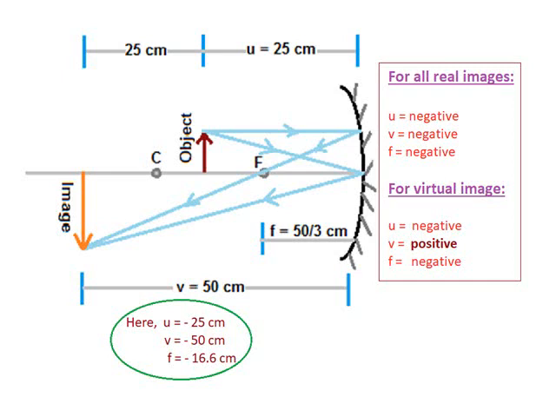What is a real image? When the image is formed on the left side of the mirror, it is a real image. So when the image is formed on the left side, U, V, F, all these 3 lie on the left side of the pole of the mirror. Therefore, they are taken as negative.